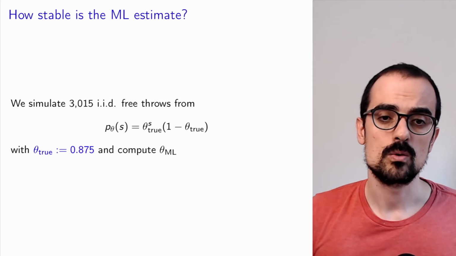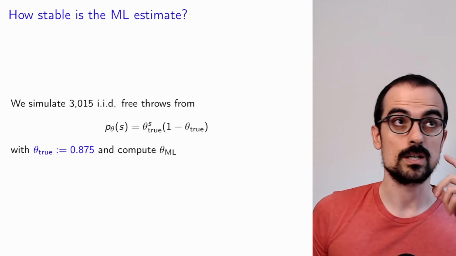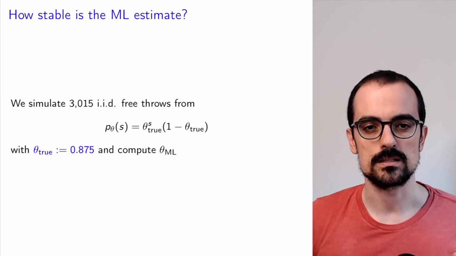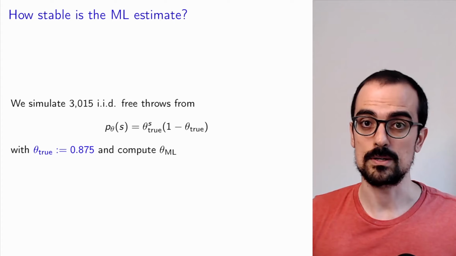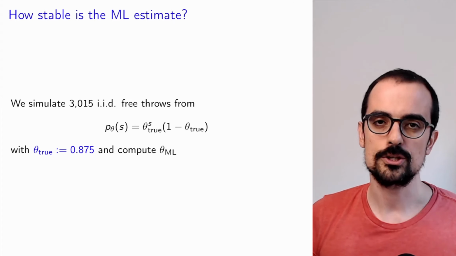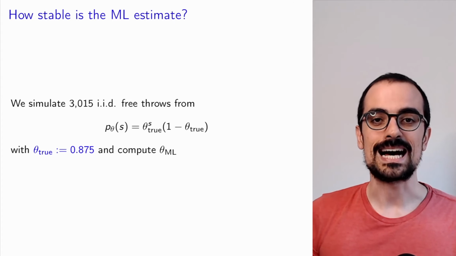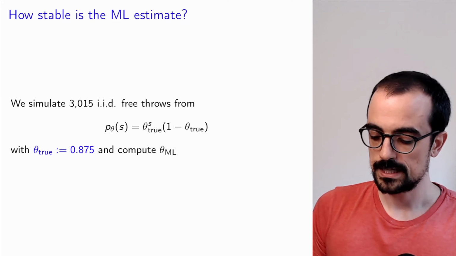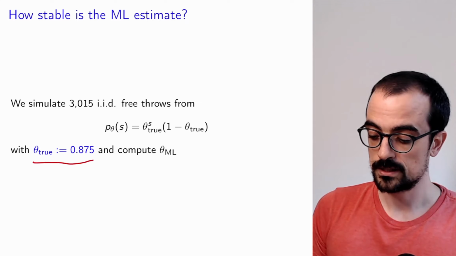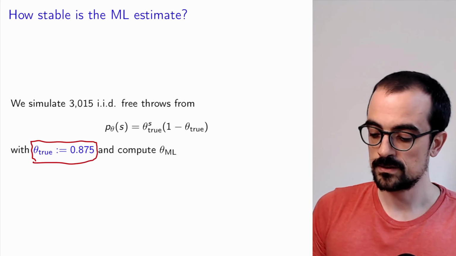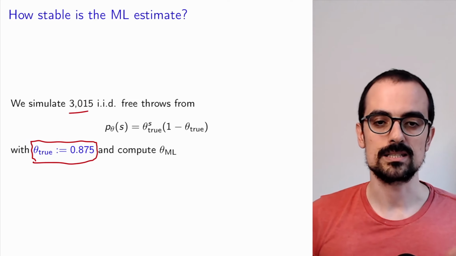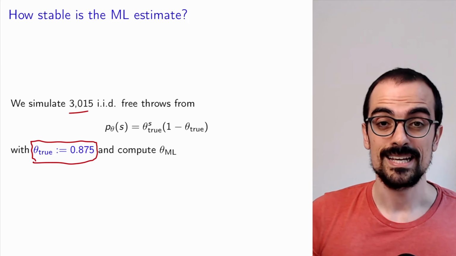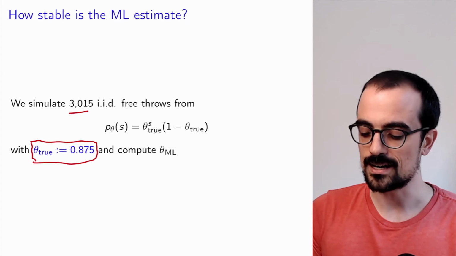Okay, so now we're going to do a little experiment to think a little bit about what the maximum likelihood estimate actually gives us. This doesn't happen with the real data, of course, but we're going to assume a situation where the data are generated IID from a model where the true theta is equal to 0.875. We're going to see if with 3,000 free throws we would get a reasonable estimate of theta using maximum likelihood. It's not going to be exact because the data are finite.